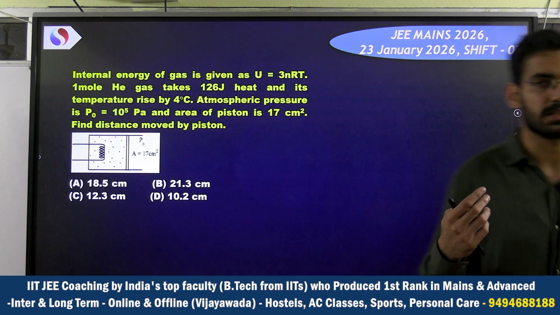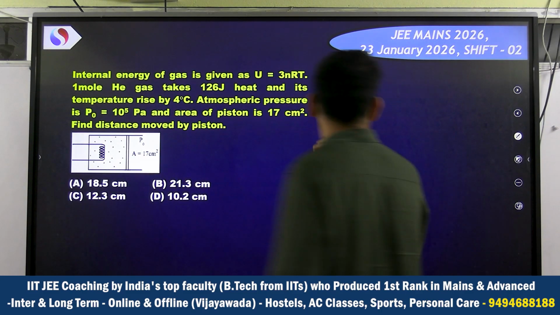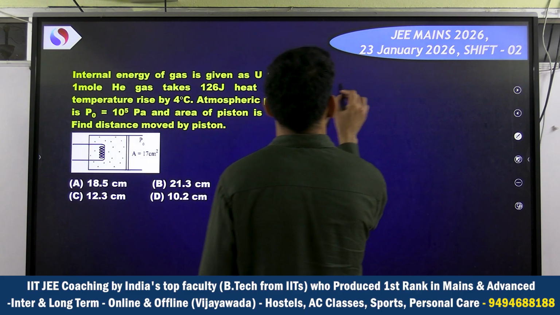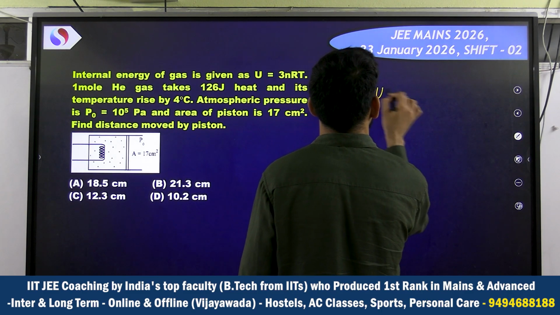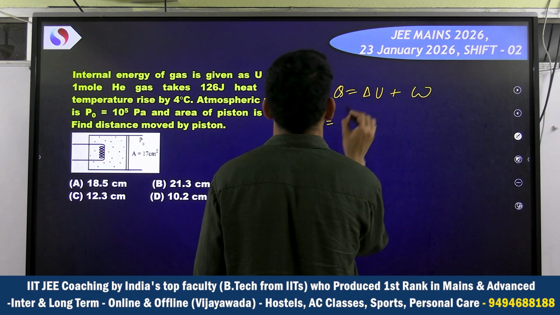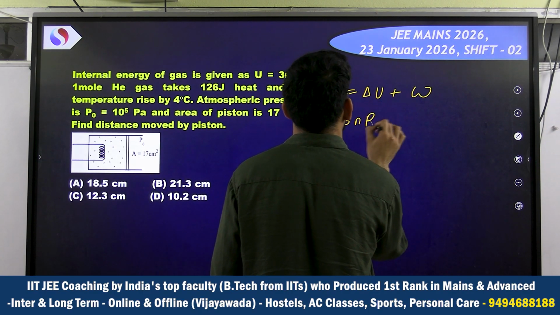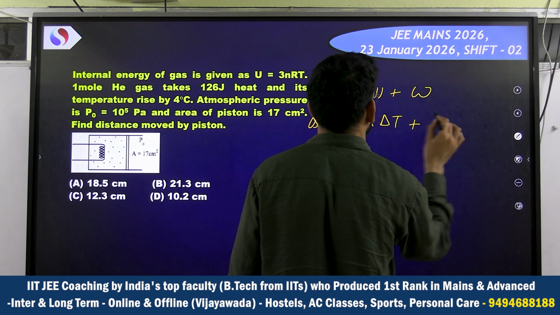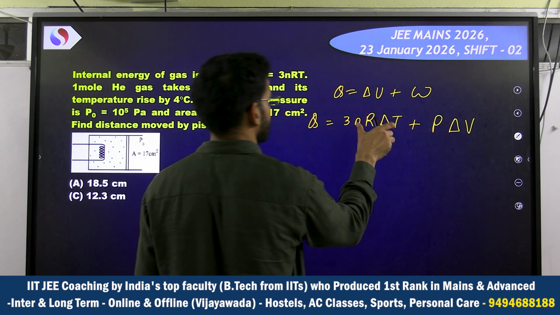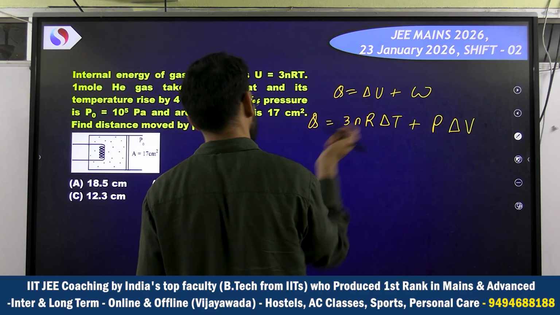So you can consider this is what? Isobaric process, right? So for an isobaric process, what you will write down? Q is equal to delta U plus W, right? Delta U is given here. Q is equal to delta U, which is 3nR delta T, plus W. W will be P delta V or nR delta T, whatever you write down. This nR delta T can be written as P delta V because P is constant, right?